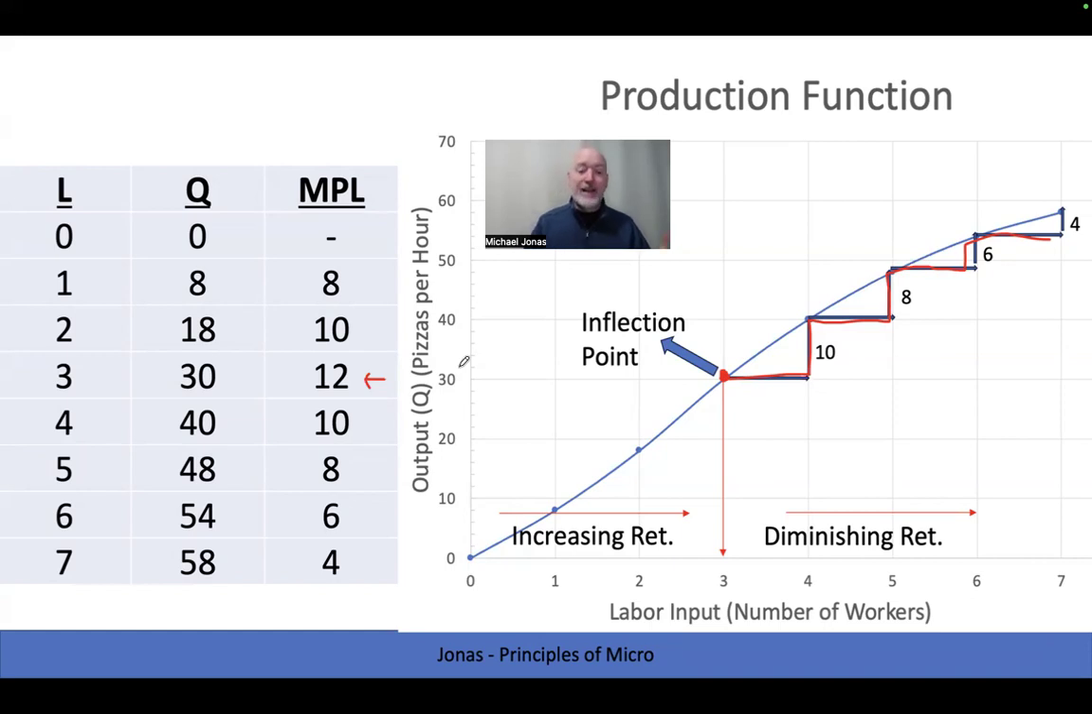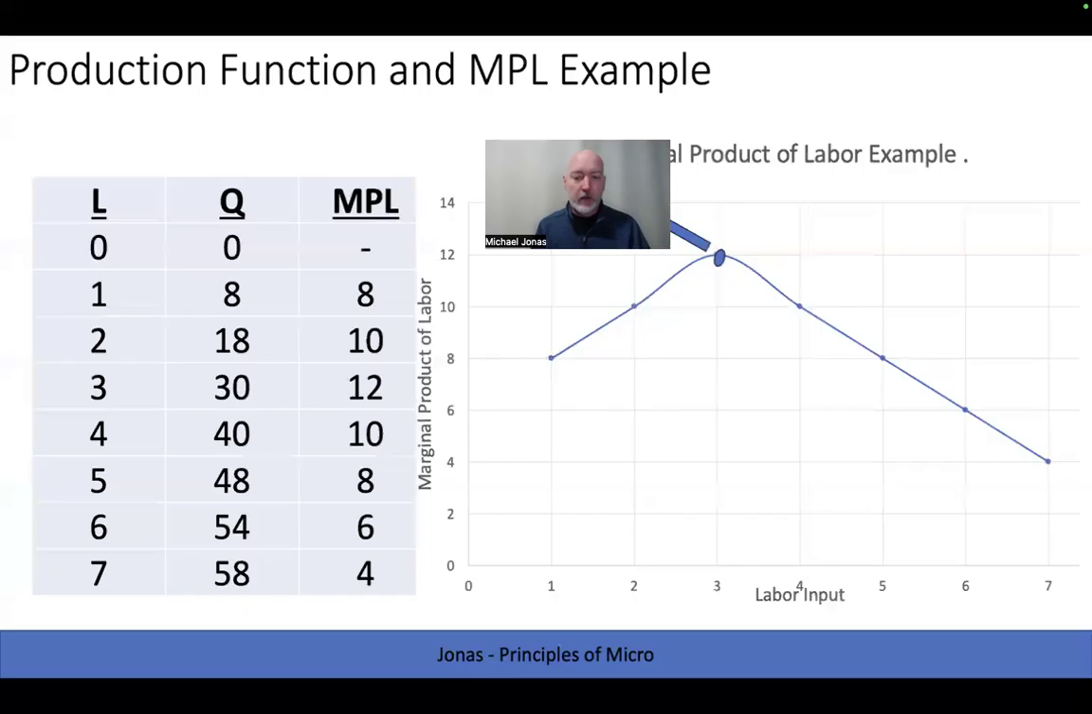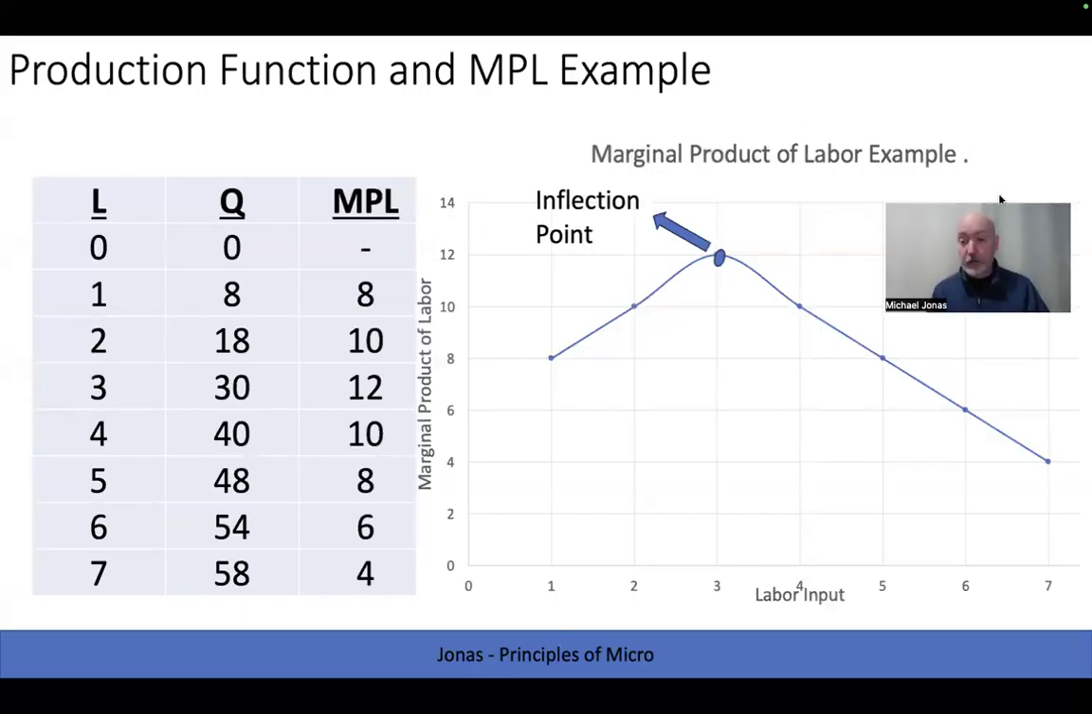So that is the typical pattern that we're going to see in the short run. Again, all of this is under the assumption, the crucial assumption of fixed capital. It's in fact easier to see where that inflection point occurs if we plot, instead of total output, the changes. We plot our labor productivity, or our marginal product of labor.